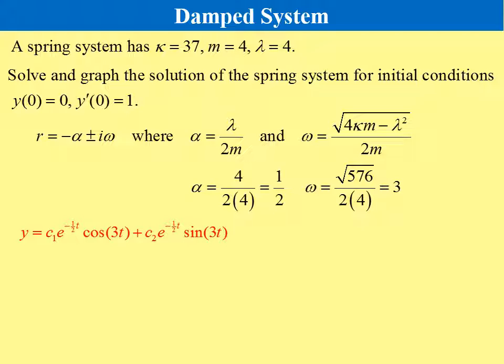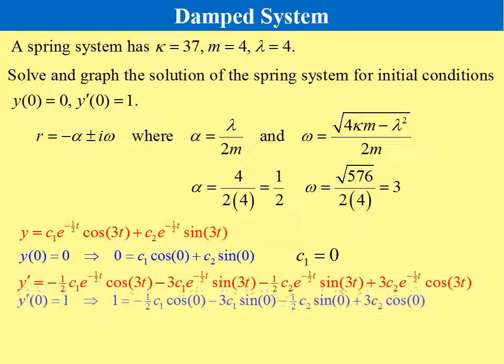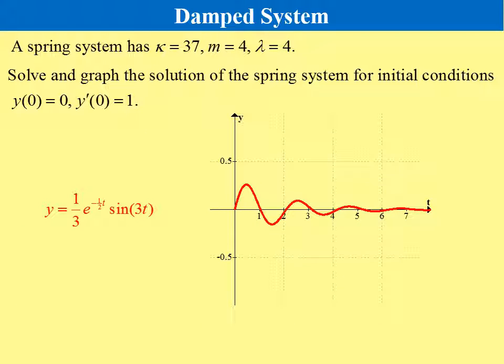Now we're also asked to draw the graph of that, so we need to find the constants by plugging in the given values. y(0) equals 0 gives us C1 equals 0. y'(0) equals 1 gives us C2 equals 1/3. So our equation would look like this.